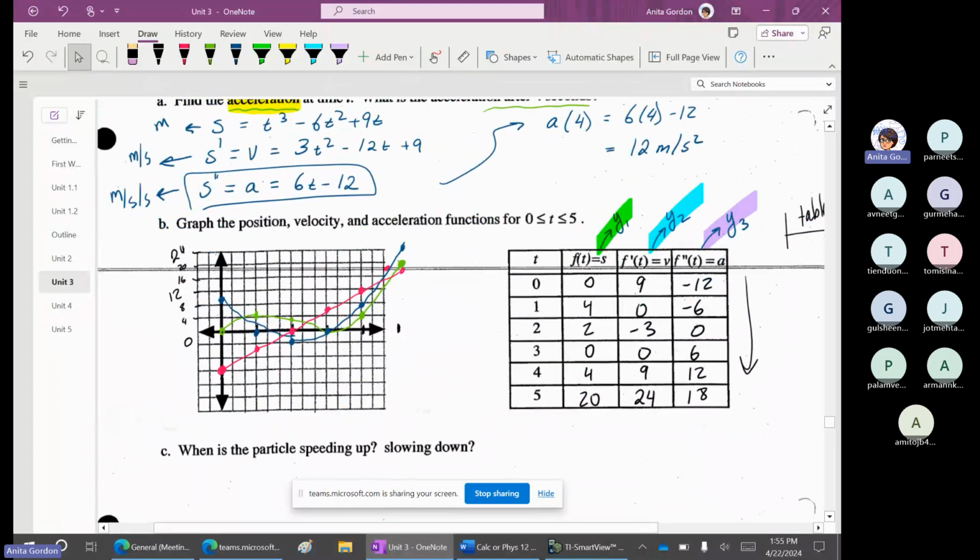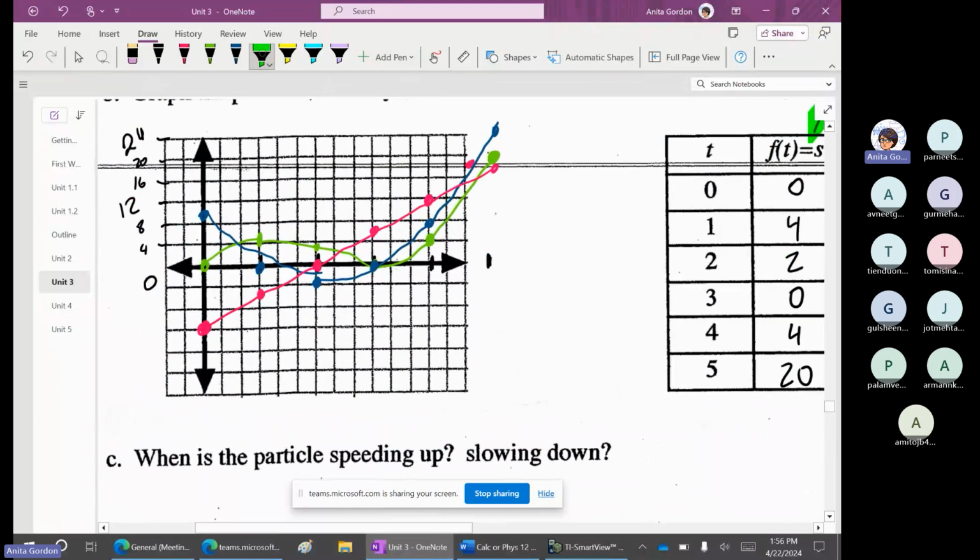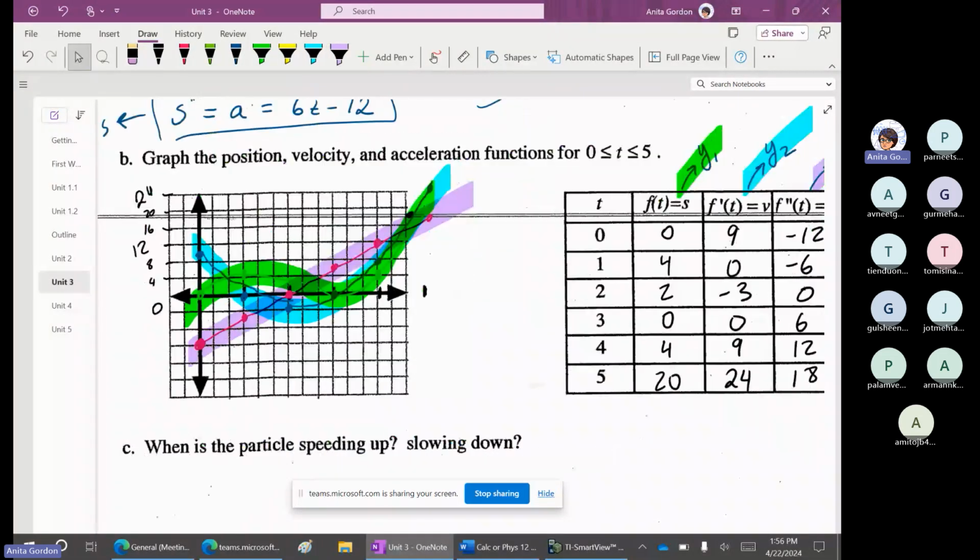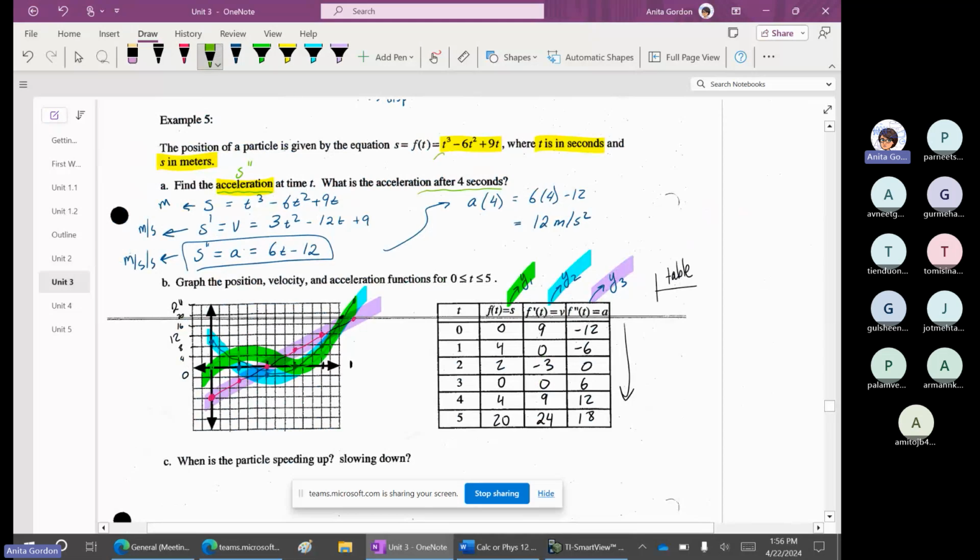Take a look at what I've sketched out here. The green looks like what kind of a graph? Okay. The blue looks like what kind of a graph? And the purple looks like linear. Does that make sense? Yes, because I start with a cubic. When I derive, I drop by a degree. I end up with a square. And when I derive again, I end up with a linear function. That is the correct way it should look.